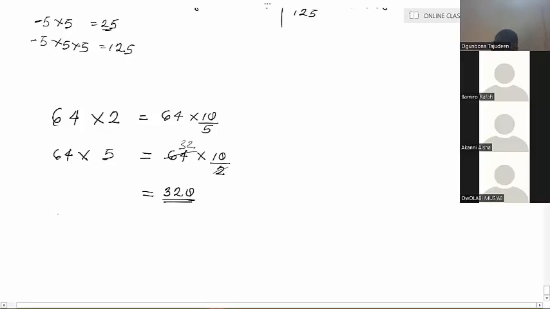Let's say we have 64 times 25. You know 25 works with 4, right? 5 in 2 places is working with 2 in 2 places, 4. That will give us 64 times 100 over 4. 4 here, you can easily divide to give you 16, and that will give you 1,600.